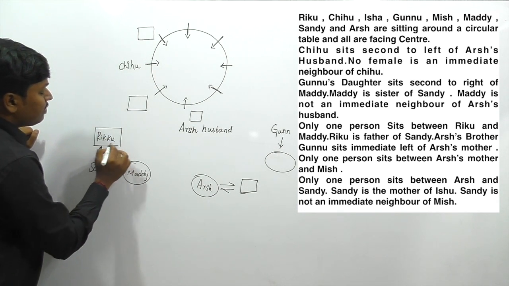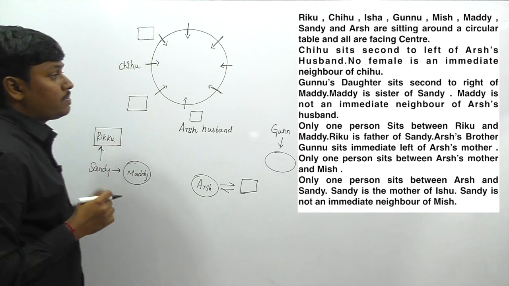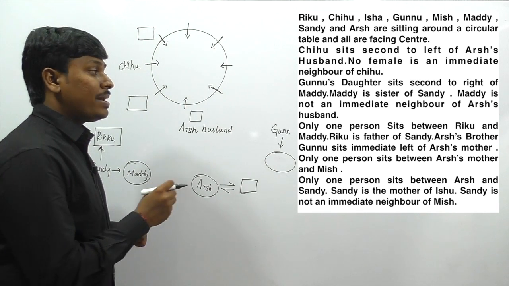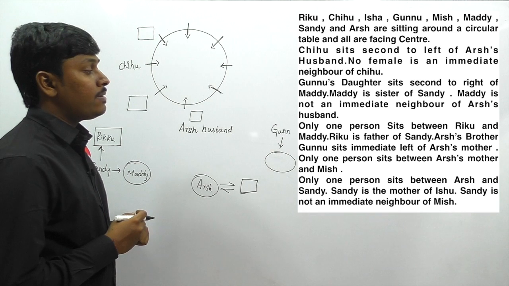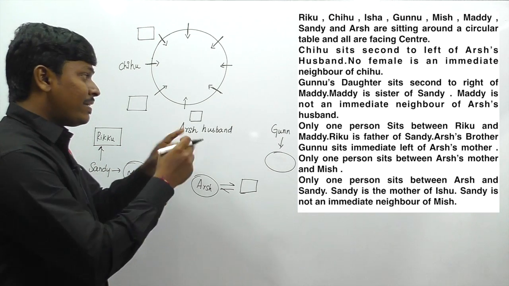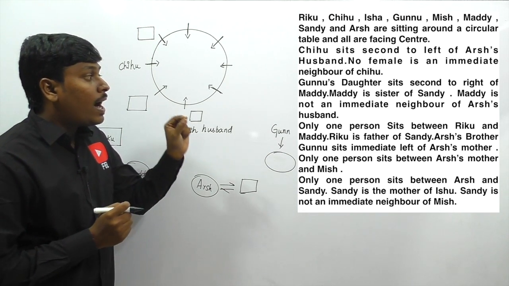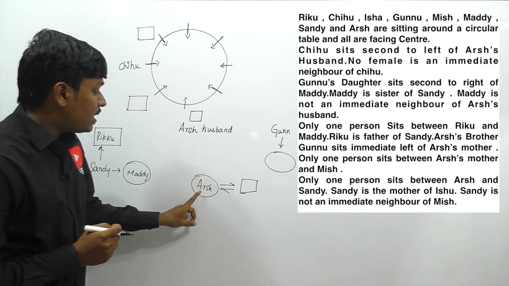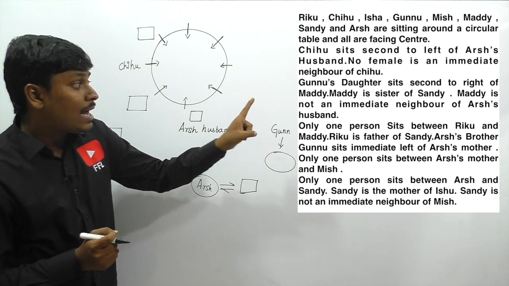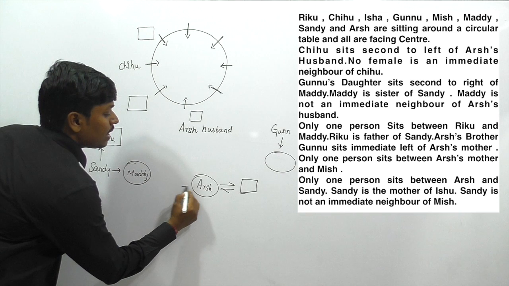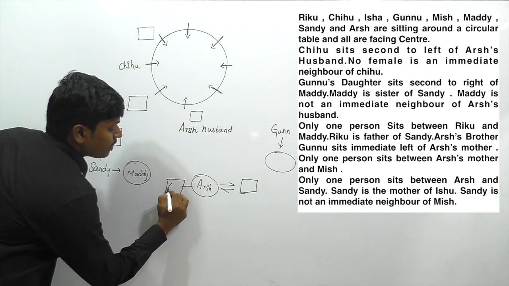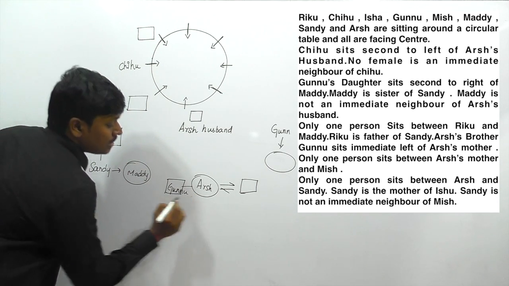So Riku is a male person, denoted by a box. Ash's brother Gunnu sits on the immediate left of Ash's mother. So friends, listen carefully. From that point, Ash's brother Gunnu, we know that Ash is having a husband. Now they are saying that Ash's brother is Gunnu. So I can say that Ash's brother is Gunnu, right?